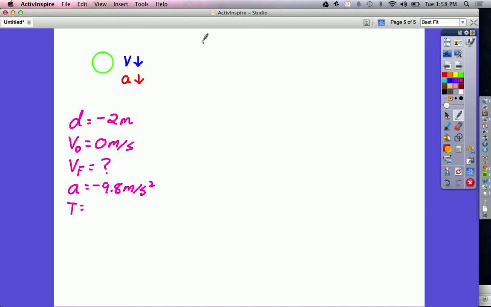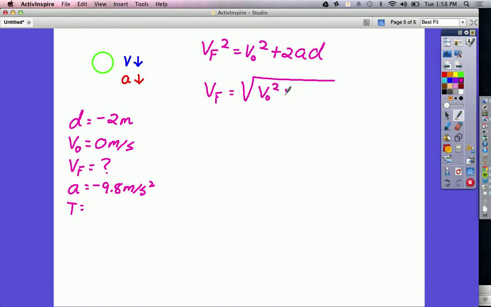So we're going to use the equation that does not have time in it, which is Vf squared equals V naught squared plus 2AD. It's already mostly set up for final velocity. We just have to take the square root. So Vf equals the square root of V naught squared plus 2AD.